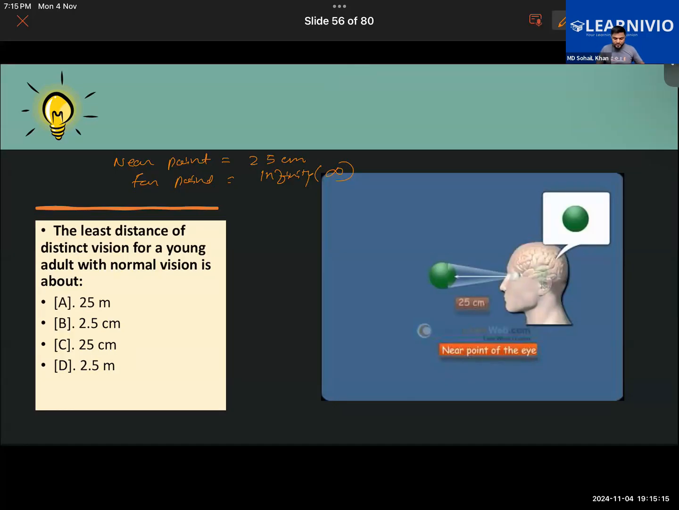Also, it is recommended that in order to read something, if you are reading a book, the distance is 25 centimeter. A student asks: young adults, meaning the 18 to 20 to 30 age? Yes, for a young adult with normal vision. Basically it means that it varies with age.